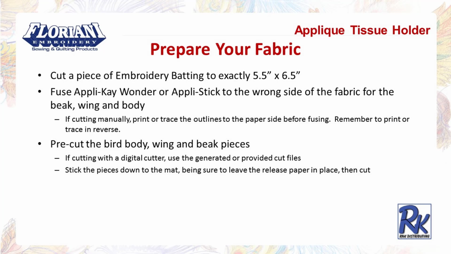If you're cutting manually, you want to print or trace the outlines to the paper side before fusing. Be sure to remember to print or trace them in reverse because they'll end up being on the back side. And lastly, you'll want to pre-cut the bird, body, wing, and beak pieces. And if cutting with a digital cutter, you'll want to use the generated or provided cut files. Stick the pieces down to the mat. Be sure to leave the release paper in place, then do your cutting.